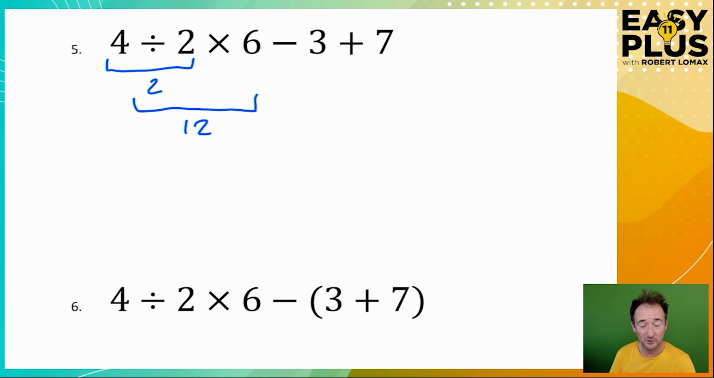Now we've dealt with all the division and multiplication, so now we move along. 12 minus 3, and 9 plus 7 is 16.